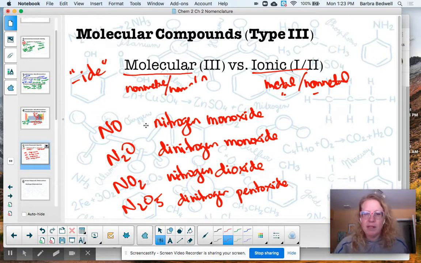I know you wish they were all that easy, but unfortunately they're not. So there you go, molecular compounds. Hope you enjoyed it. See you in polyatomics coming next.